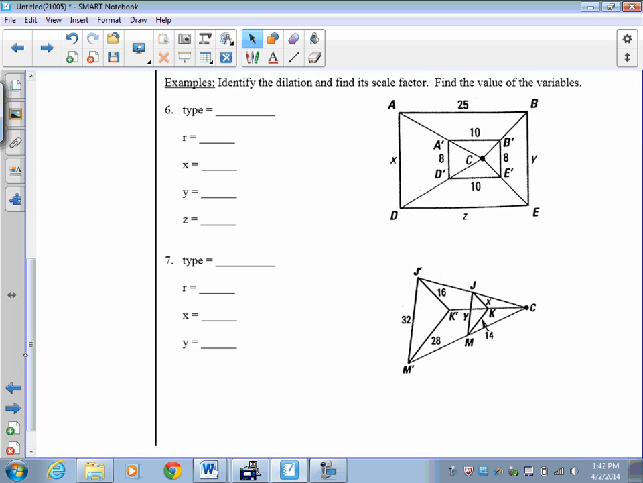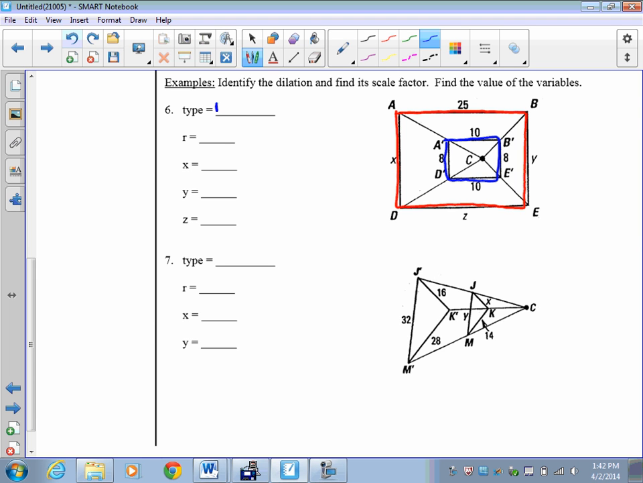So now we're given a couple of things. We're asked to identify the dilation, its scale factor, and the value of the variables. So I'm going to put my pre-image in red. Sorry, that's not the pre-image, that's the post-image. The pre-image does not have the apostrophes. They don't have the primes. So red is the pre-image, and blue is the image. So we see that that's a reduction. It's getting smaller in size.